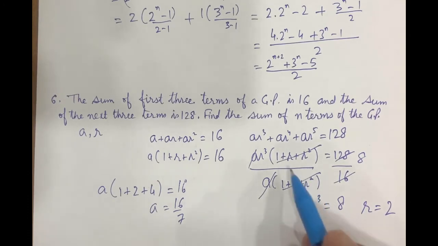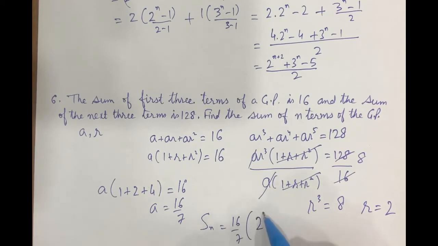We have to find sum of n terms of GP. So sum of n terms is first term into common ratio raised per n minus 1. So this is the answer.